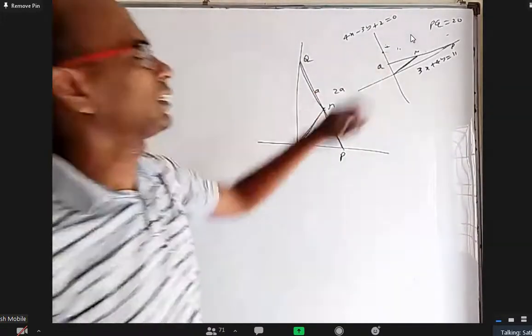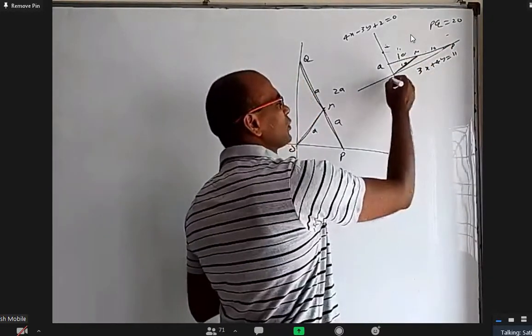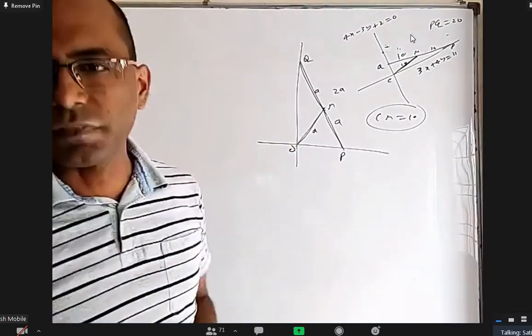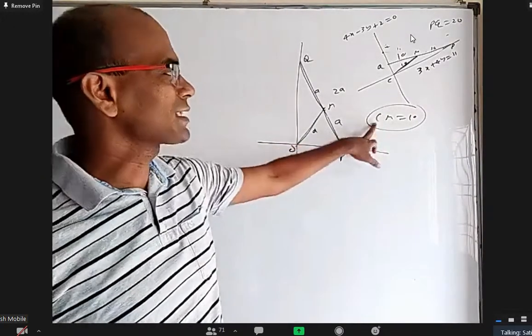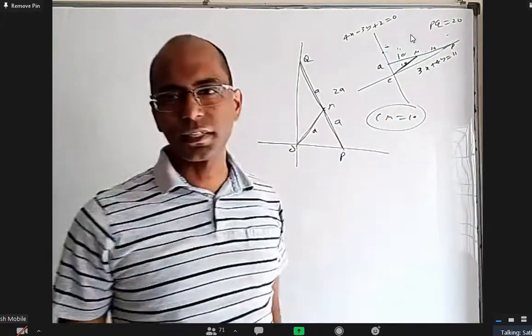In the same way here, this is 10, this is 10. So this should always be 10. If you call this C, CM is equal to 10, so what is the locus of M? A circle with C as the center and 10 as the radius. What is the center? The intersection of these two lines will give the center.